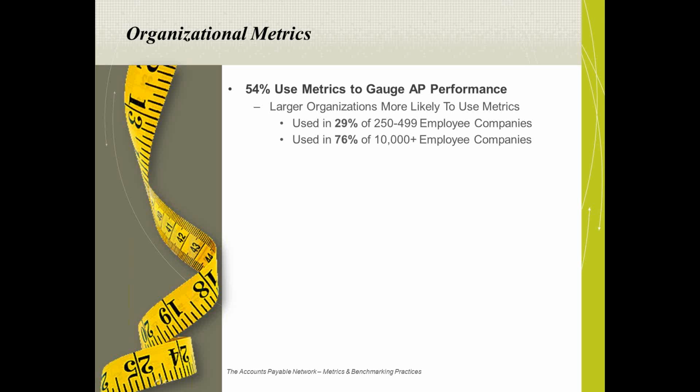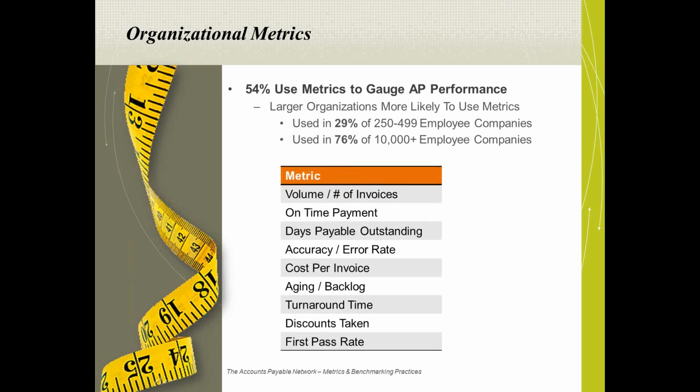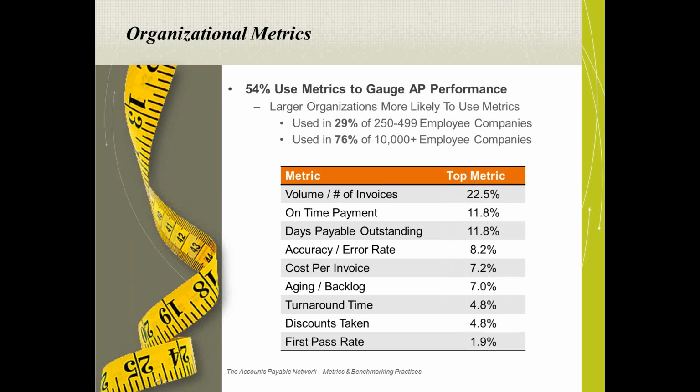At a very high level, they came back and said that 54% of organizations that they surveyed measure their accounts payable performance in some form or fashion, with larger organizations being more likely to use some type of metrics to gauge that AP performance. What you can see on the screen right now are the different metrics that people stated were important to them, followed by the percentage of respondents that stated these were their top metrics. So you can see here volume or number of invoices processed by individual, on-time payments, days payable outstanding, accuracy or error rates, cost per invoice, and so on and so forth in the order that those came down.